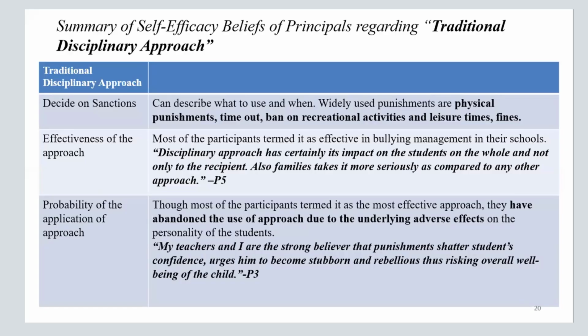Okay, so the major findings of the study are as under. The self-efficacy beliefs of the principals regarding the traditional disciplinary approach were based on the following points. All the principals were efficacious enough to describe the sanctions that should be taken under the traditional disciplinary approach, and they defined them as physical punishments, timeout, ban on recreational activities and leisure times, fines, etc. Certain fines were imposed on the students as well. Most of the participants termed it the most effective bullying management technique in schools. However, they have abandoned the use of this technique owing to the underlying adverse effects of the said approach on the personality of the students.